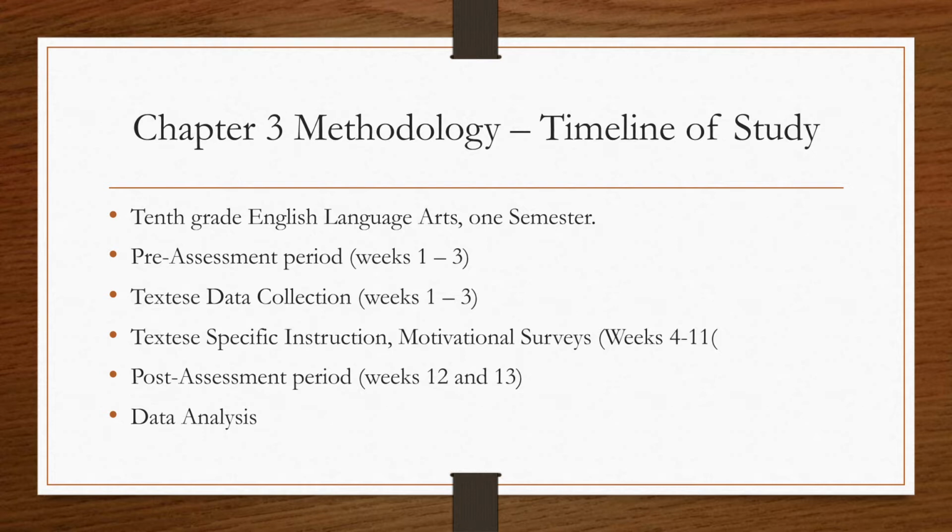The third slide that will be narrated here is the timeline of the study. This study aims to take place over a 12 to 14 week span within a single semester of an English classroom for 10th grade students. In the first 3 weeks of class, students are still getting adjusted to the class. This is leading into the pre-assessment period.